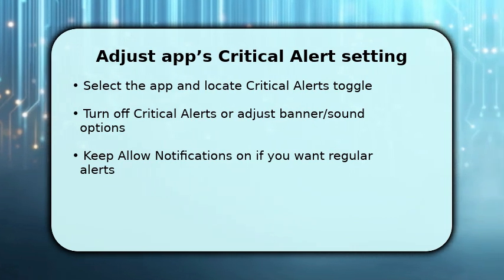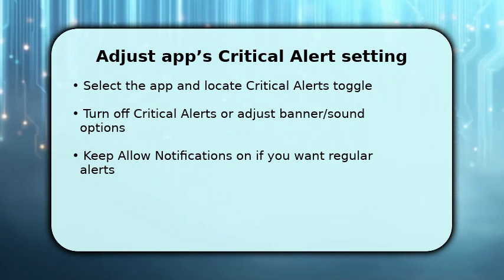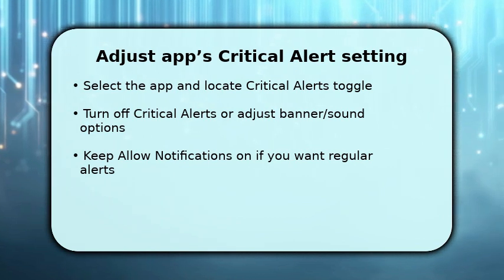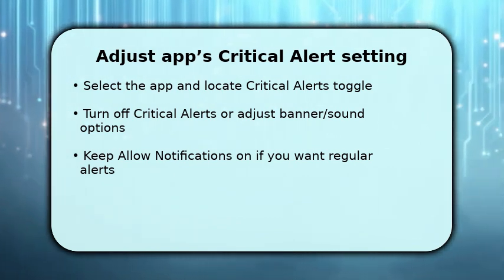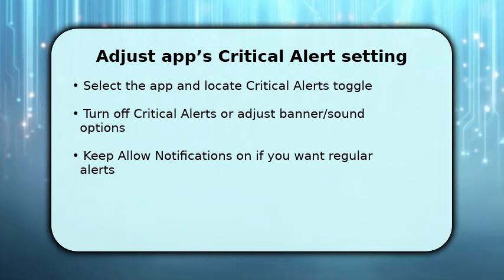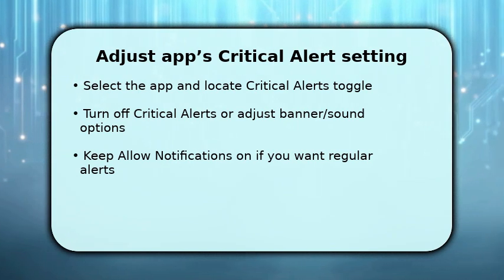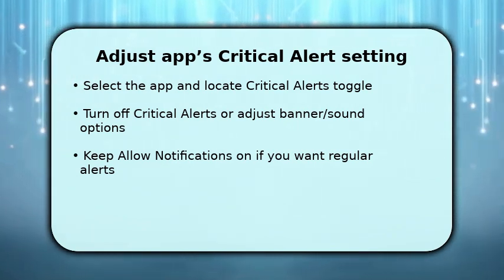You should toggle critical alerts off to stop the urgent sound, or keep them and disable sound or banners if you still need passive notices. This works because critical alerts are a separate permission granted by the system. Changing it removes the override that made it loud. Once done, confirm the change and exit settings so the system can apply the updated permissions immediately.